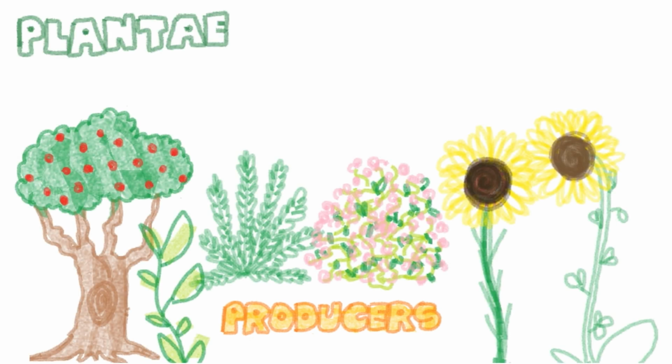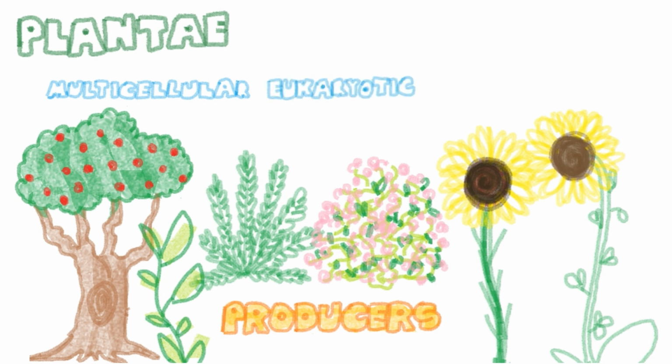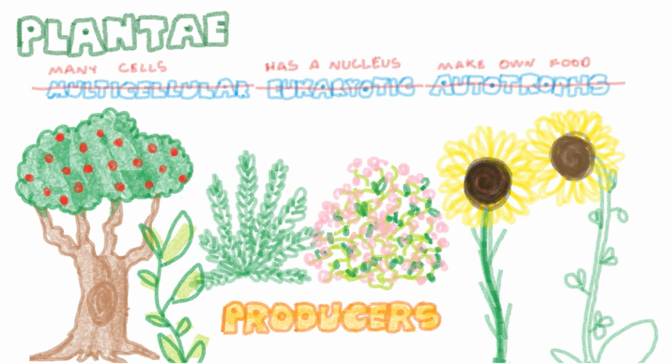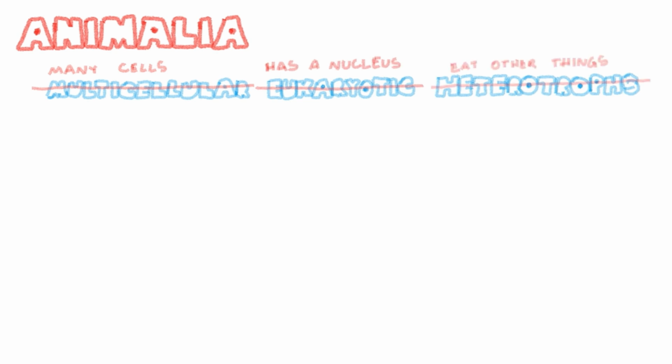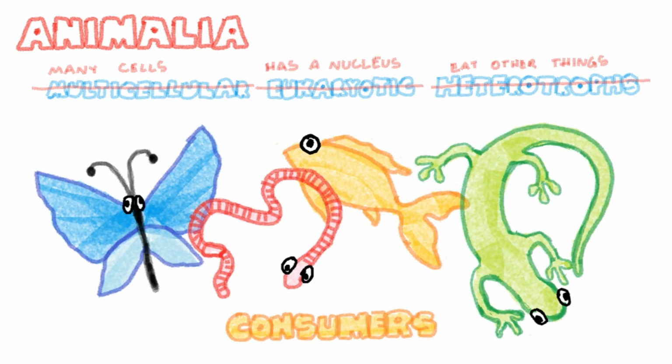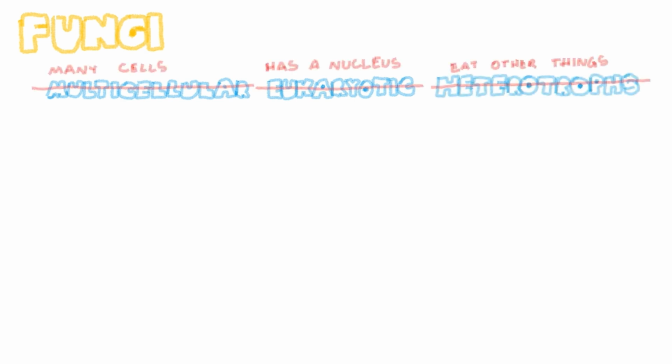Plants are also producers, just on land. The kingdom Plantae contains organisms that are multicellular, eukaryotic autotrophs. Kingdom Animalia, on the other hand, contains organisms that are multicellular, eukaryotic heterotrophs. Animals are therefore called consumers, because they eat food instead of making it from scratch. Our last kingdom, Kingdom Fungi, is special. These organisms are multicellular, eukaryotic heterotrophs.